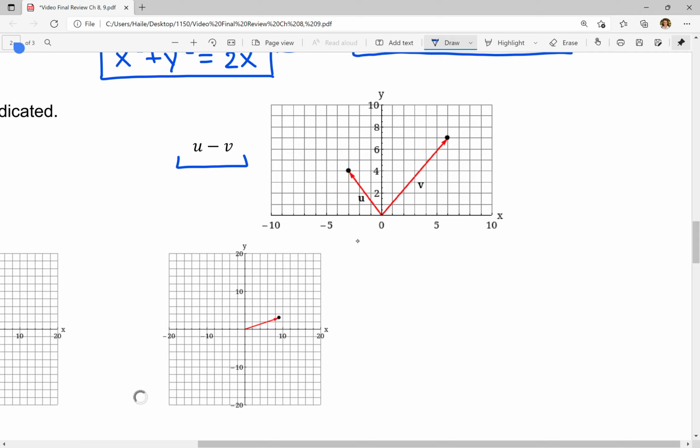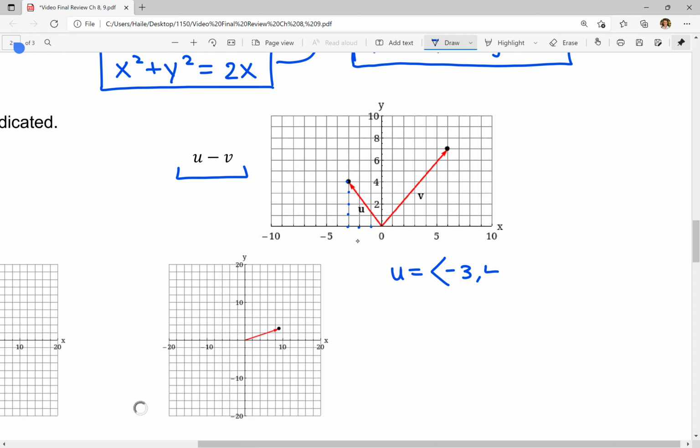So from the picture, we can write that the vector u is, let's count our coordinates to the point. So we have -1, -2, -3, 1, 2, 3, 4. So the vector u is actually just the pair -3, 4. And remember that when we write vectors, we use those triangular brackets.